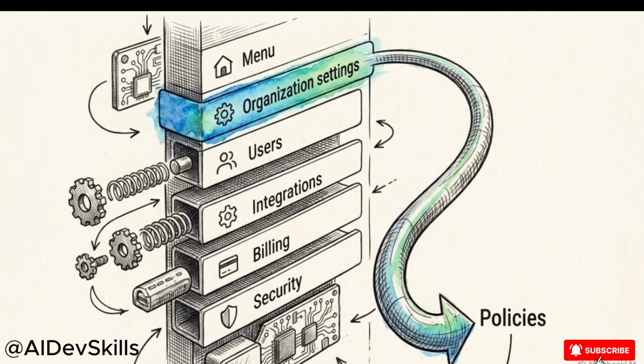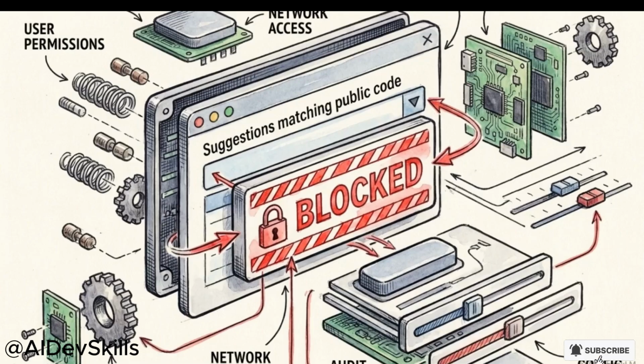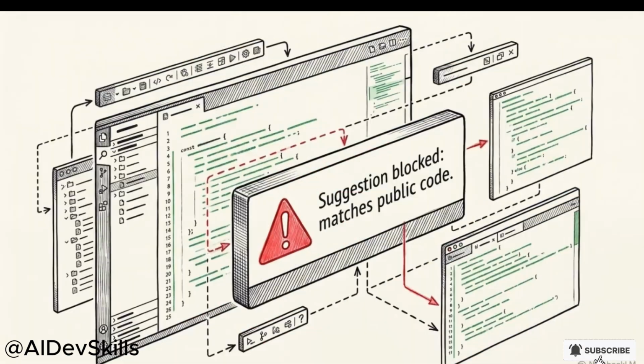Your command center for these settings is located on github.com under Organization Settings, Copilot, and Policies. Use the seat management dashboard to assign licenses via teams rather than tracking individual users. It's significantly more scalable for large organizations. To protect your intellectual property, ensure the public code matching policy is set to blocked. This prevents the AI from suggesting code that matches existing open-source projects verbatim.